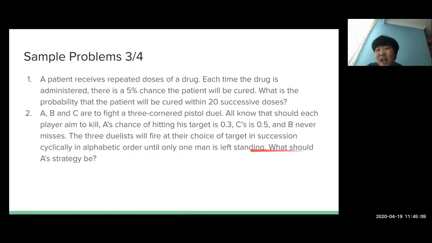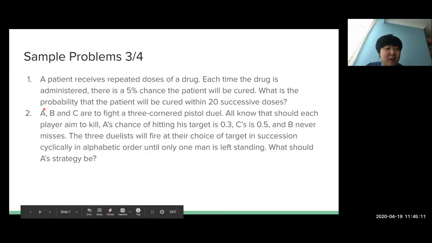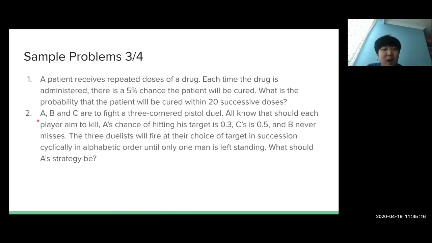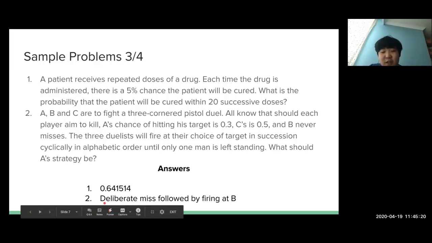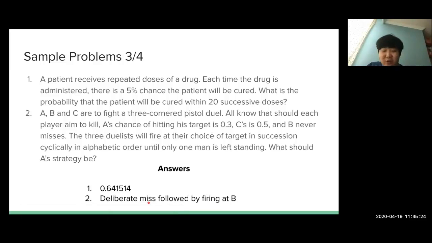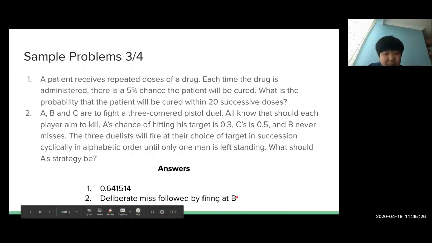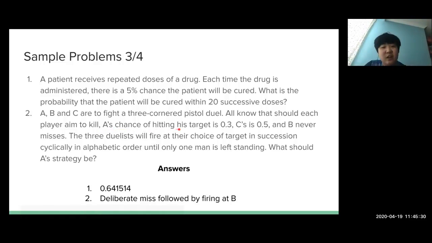So what should A's strategy be? This is a somewhat popular question. You might have heard of it before. Some people have called it a trick question, but A's best chance is to basically deliberately miss, to fire his pistol shot at the ground, followed by firing at B. The reason for this is, and I can't go into the details too much here because the calculations are actually quite complicated. If A, for example, should choose to kill C, he has a 0.3 chance of doing so.